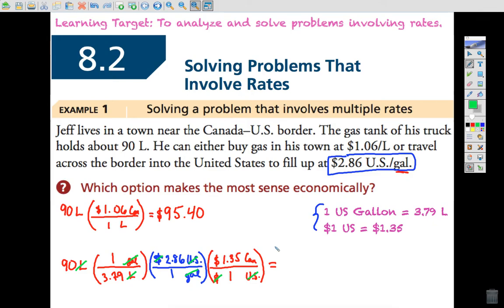Just give me 1 second. I'm going to try that again. I did. I missed a factor of 10. So when I do that correctly, I should have got 91.69. So this would be $91.69 to fill up in the U.S. So are we better off filling up in Canada, or are we better off filling up in the U.S.? It looks like based on the strength of the dollar right now, or at least as of yesterday, we'd be better off filling up in the U.S. And so there's an example of solving a problem that involves multiple rates.